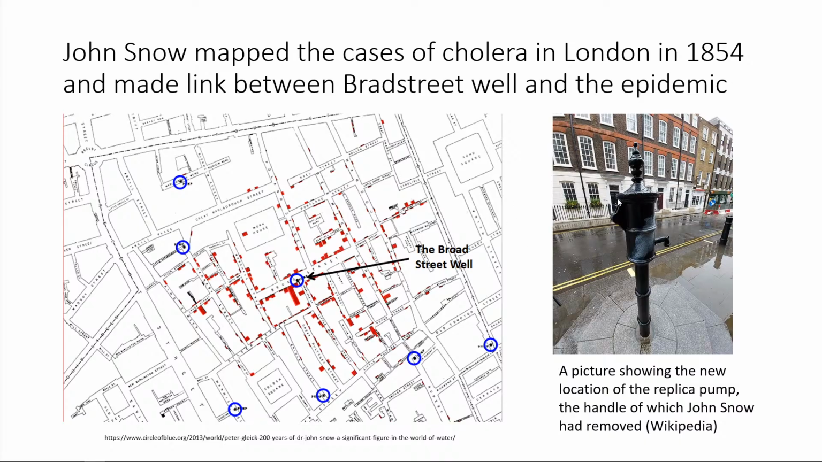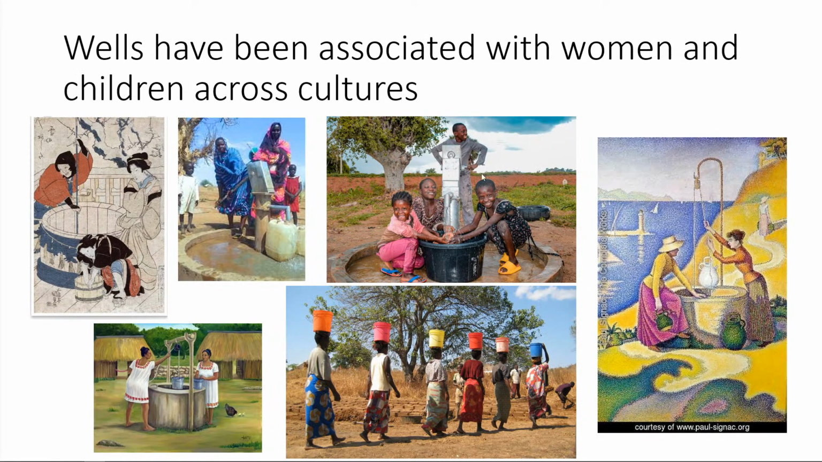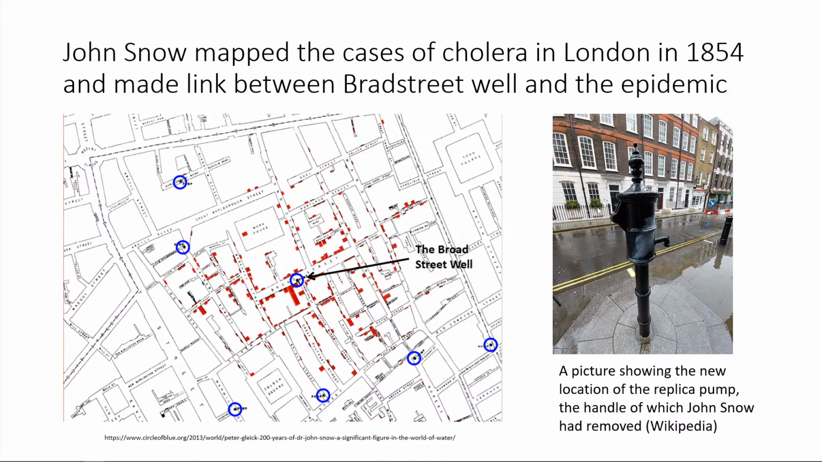So you see, this is a well. See this handle that this guy is using to get the water out? He removes this handle, and this is a replica. If you ever visited Broad Street in London, you will find that they put a replica pump with the handle taken off, as John Snow did, so that people would not use this water source.